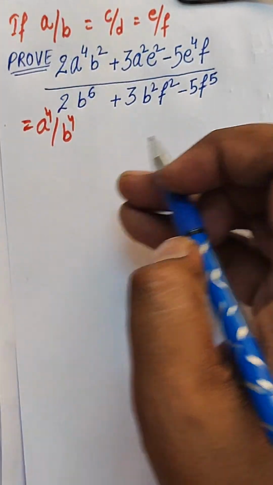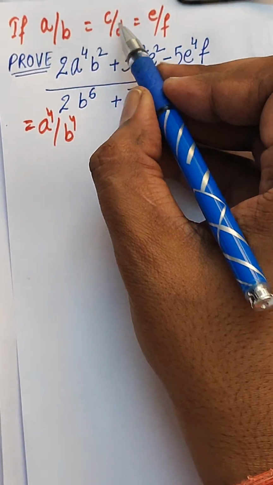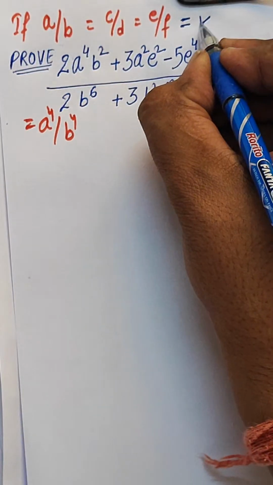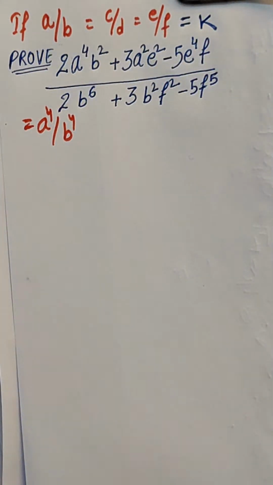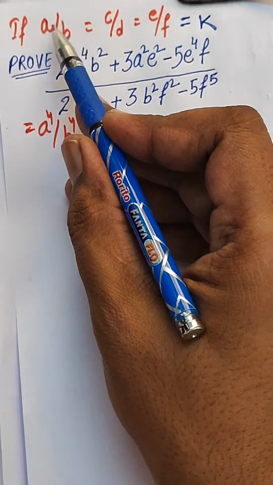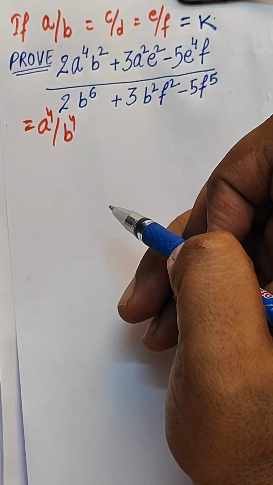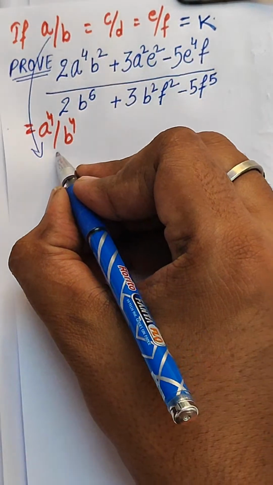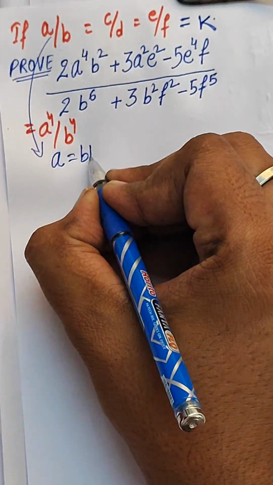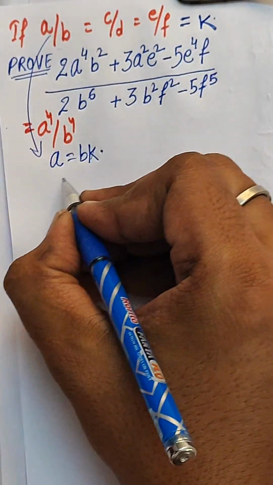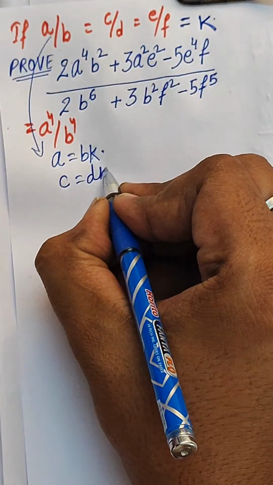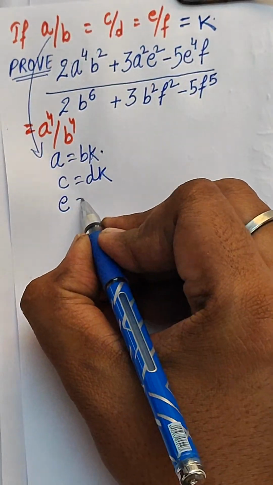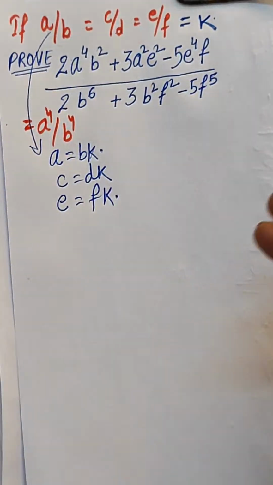To prove this, let us do one thing. If a/b = c/d = e/f, let us assume this is equal to k. If this is assumed as equal to k, then we can replace a with bk. So a is equal to bk, c is equal to dk, just cross multiplying, and e is equal to fk.